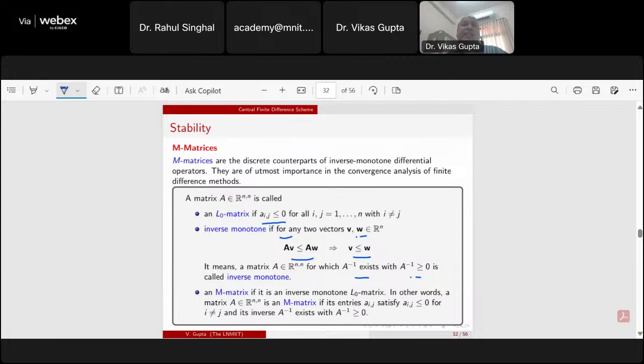That depends upon the sign pattern and it is simple for the tridiagonal matrix. If for a tridiagonal matrix the off-diagonal entries are less than or equal to 0, the diagonal entries are positive, and the tridiagonal matrix is irreducible diagonally dominant. Irreducible diagonally dominant means that the diagonal entry Ai should be greater than the absolute value of Bi plus Ci.